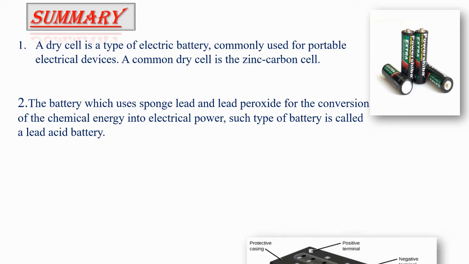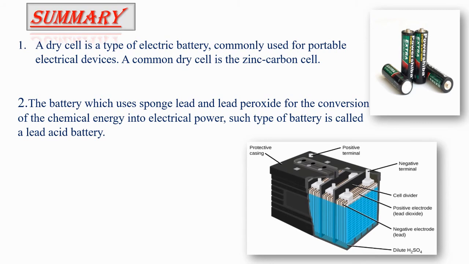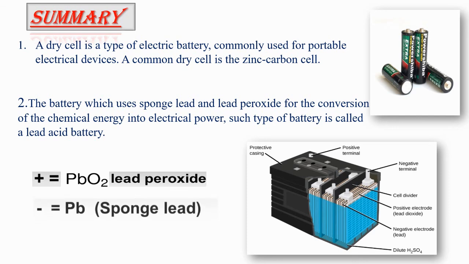The battery which uses sponge lead and lead peroxide for the conversion of the chemical energy into electrical power. Such type of battery is called a lead acid battery. Positive electrode has lead peroxide, whereas negative electrode has sponge lead.